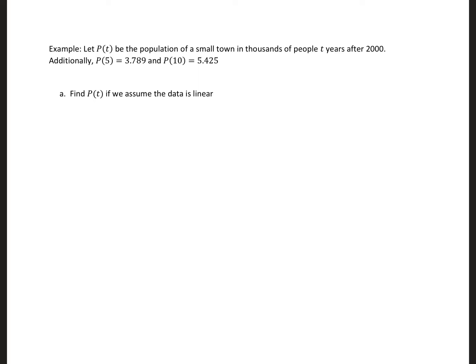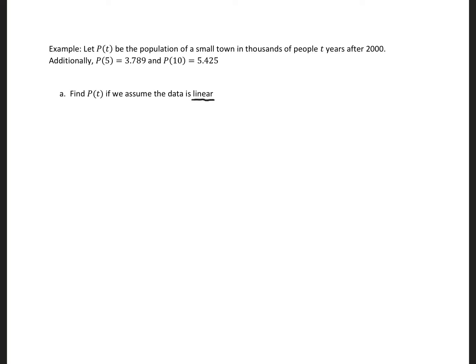So previously, we had taken points and written linear functions. So we're going to review how to write a linear function, and then I'm going to show you how to write an exponential function. So here our output is P of t, and we're inputting t years since 2000. So P of 5 means 3.789, that in 2005 the population is 3.789 thousand, and so on.